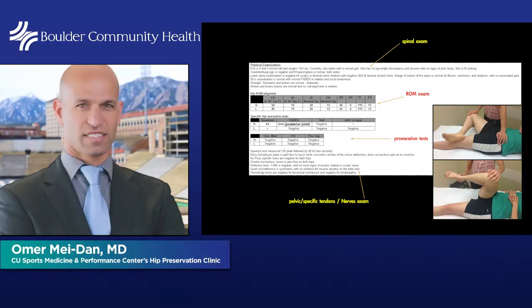You can see here a normal template that we usually run in clinic when we examine a patient. We start with a spinal exam, as we said. We move to the full range of motion. The range of motion needs to be done supine, prone, and on the side, so we can assess every side of the hip joint. You can see the provocative maneuvers, the FABER and the FADIR, or the flexion adduction internal rotation test. These are the most common ones that we use when we are assessing someone for hip pain.